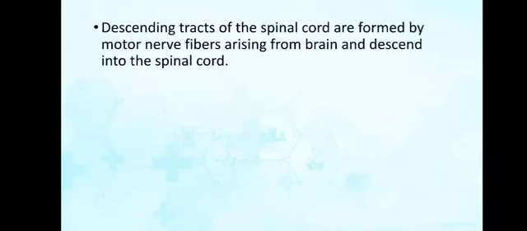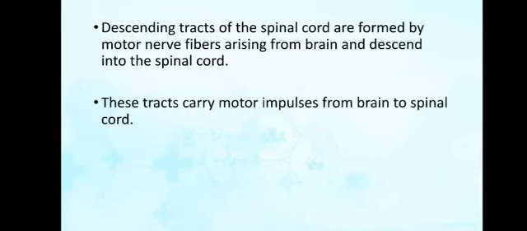Welcome to Physiology session. Today we are discussing descending tracts of the spinal cord. Descending tracts of the spinal cord are formed by motor nerve fibers arising from the brain and descending into the spinal cord. These tracts carry motor impulses from the brain to the spinal cord.